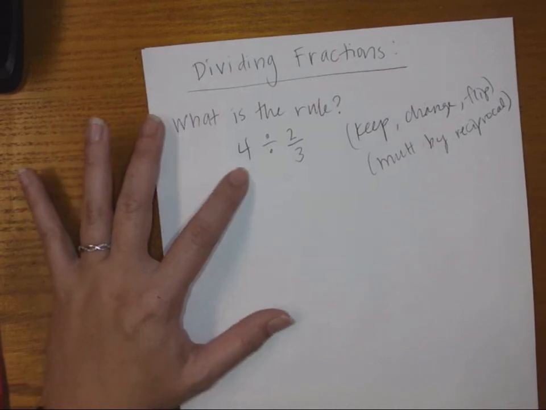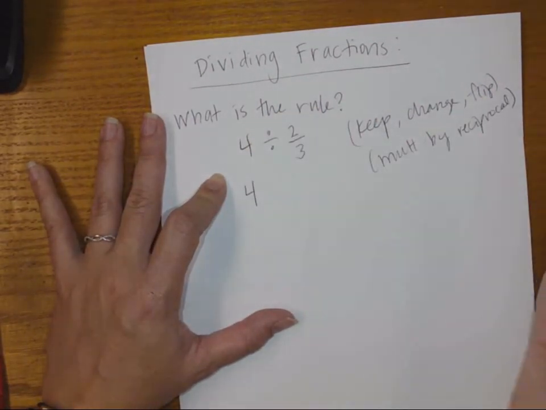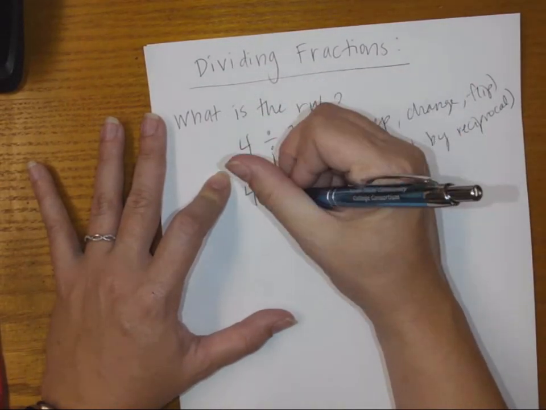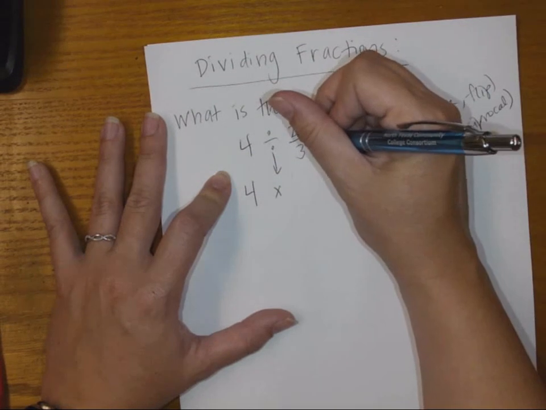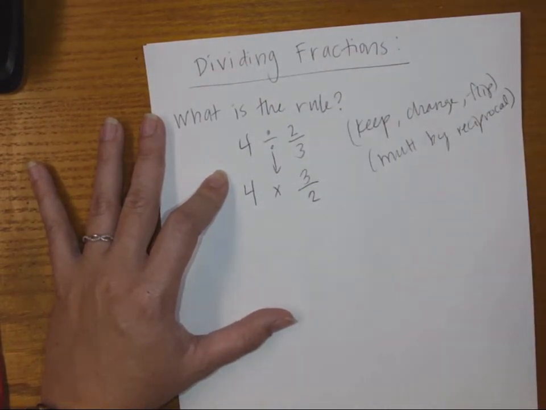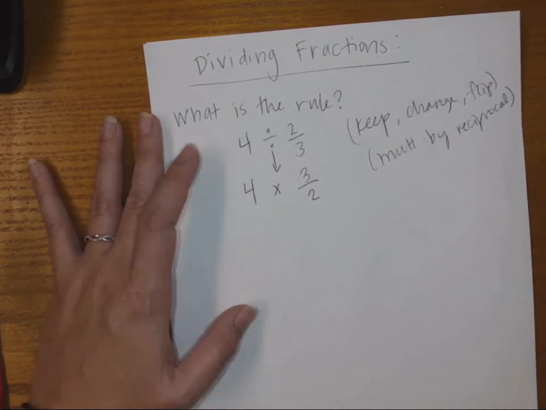So keep, change, flip is keep the first number the same, so you keep it as 4. You change division into multiplication, and then you flip the second thing. So it actually turns into 4 times 3/2. Okay, so why is that the rule?